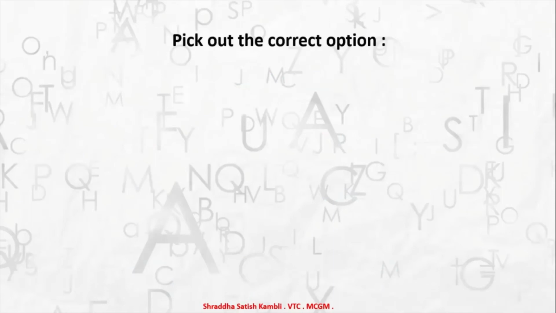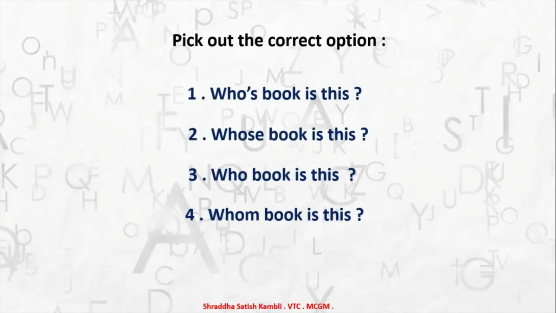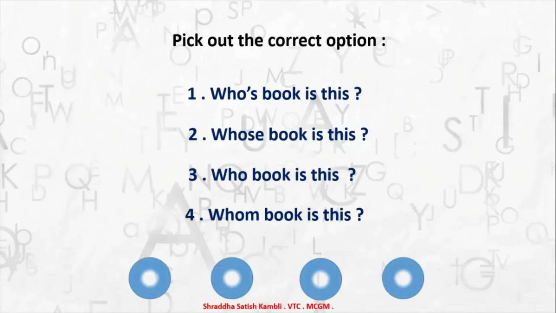Pick out the correct option again. Whose book is this? Who book is this? Or whom book is this? So which is the correct way of using the word who here? It is the second one which is correct. The first one is a wrong form of the word. Okay, it is an apostrophe S. Alright, that is wrong. So WHOSE, whose is the right answer.